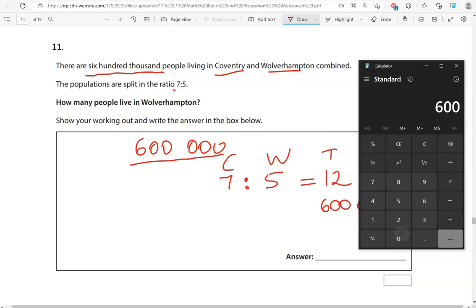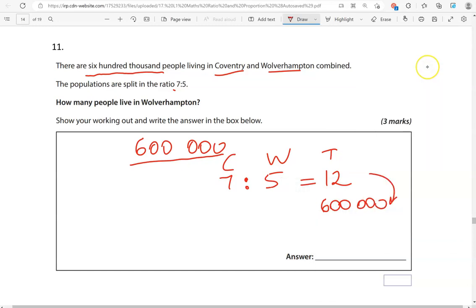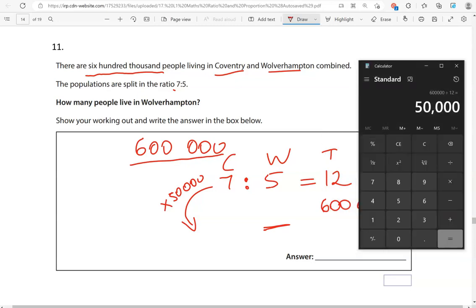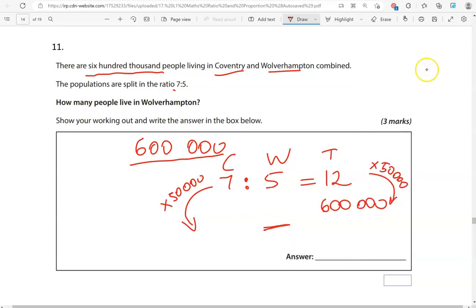600,000 divided by 12 gives us 50,000. So we need to multiply by 50,000 here as well. Question is, how many people live in Wolverhampton? So it's this one here. 5 times 50,000 is 250,000.